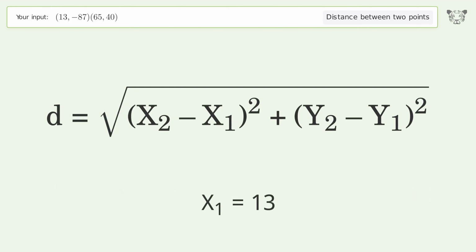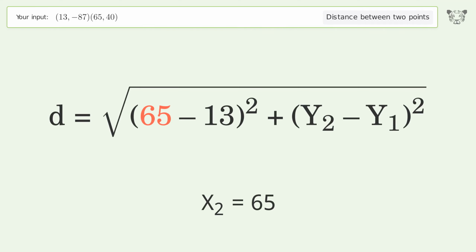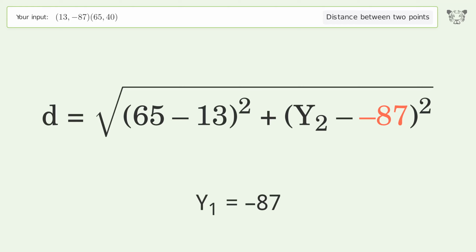x1 equals 13. x2 equals 65. y1 equals negative 87. y2 equals 40.